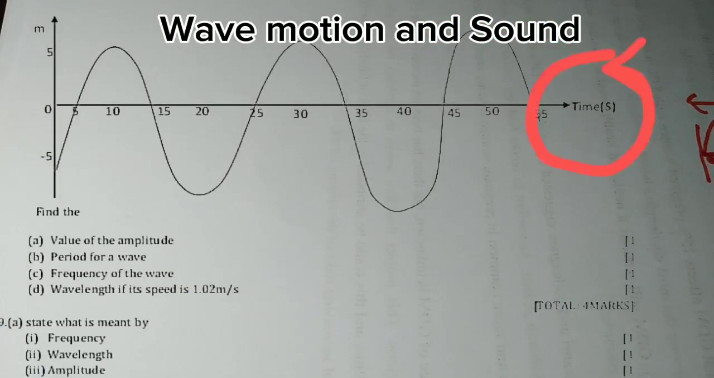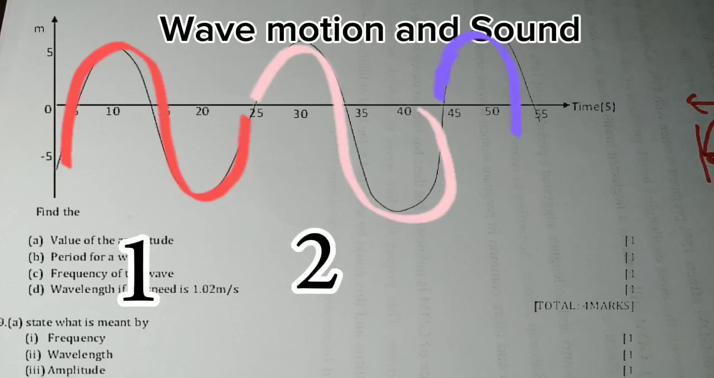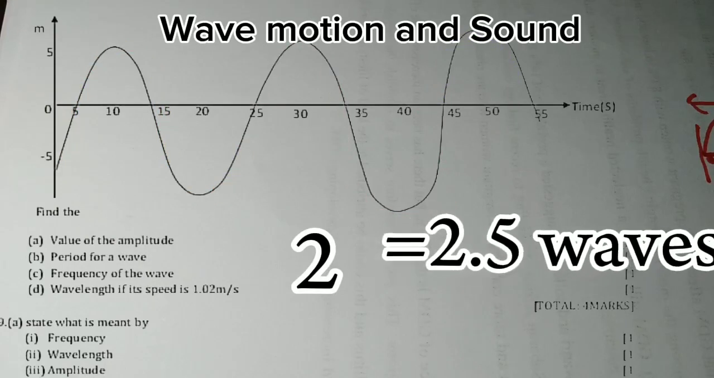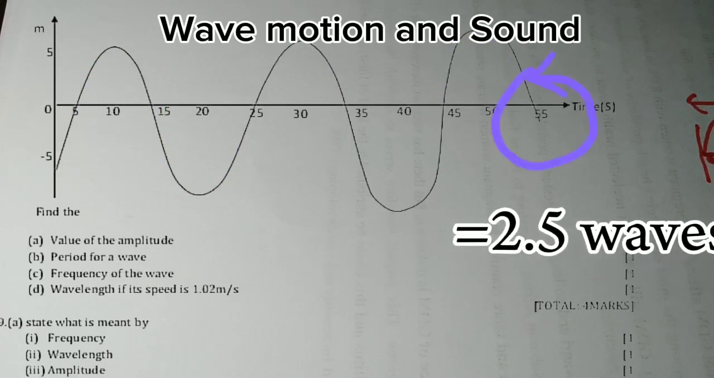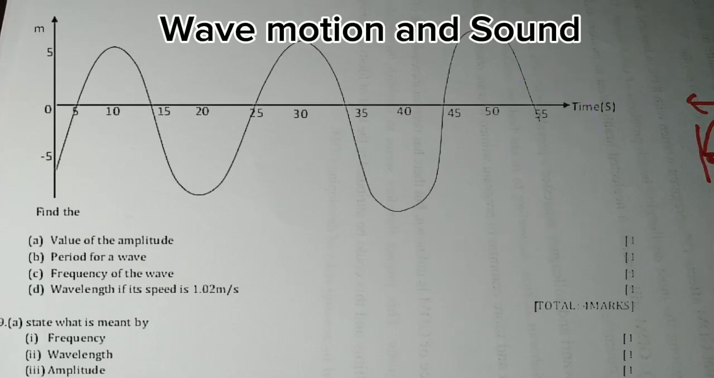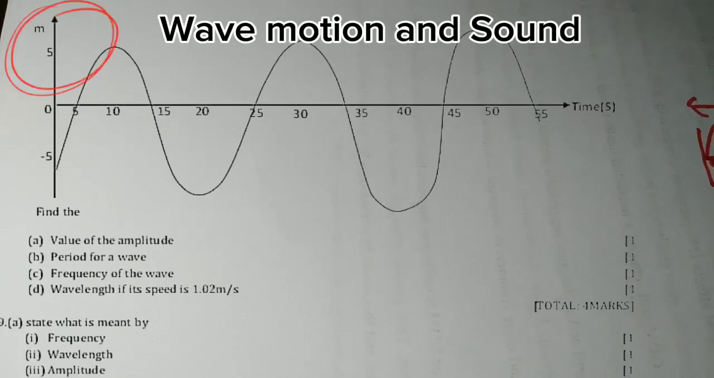You can see that on the x-axis, you've been given time and you have a number of waves there. If you count the number of waves, one crest and one trough makes one wave. So how many waves do we have there? 1, 2, so that is 2.5 waves. The total number of waves is 2.5, and it takes 55 seconds to make these waves. The height of these waves, which is the amplitude, is simply the height of a crest or a trough, which is 5, as we can see. So to find A, the value of the amplitude, that's 5 meters.